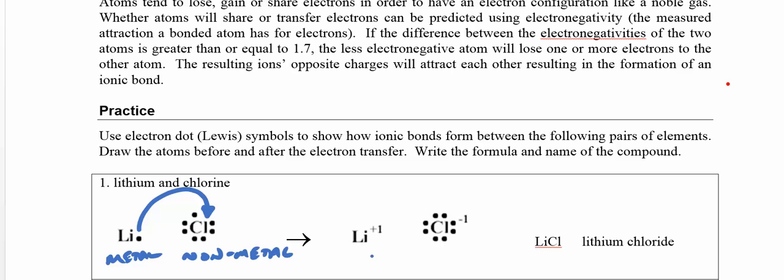Now, when we're naming the compound, or writing the symbol for the ionic compound, we're simply going to name the cation, lithium, and we're going to name the anion, chlorine, but we're going to change the -ine on the chlorine to chloride, okay? Just like that. So what we get then is lithium chloride. So this is the ionic bond called lithium chloride. Okay? All right. Let's try a harder one.